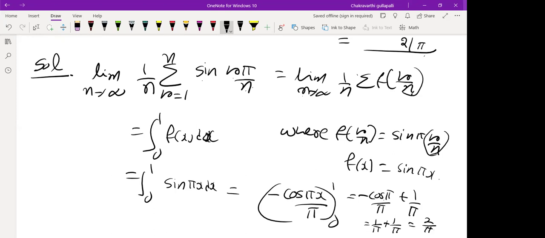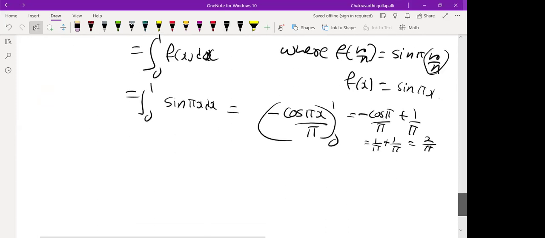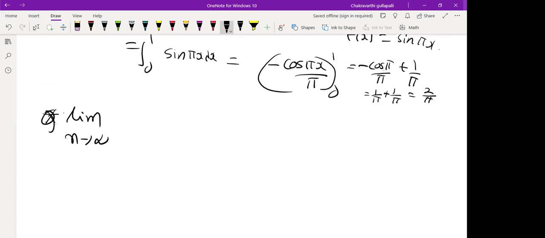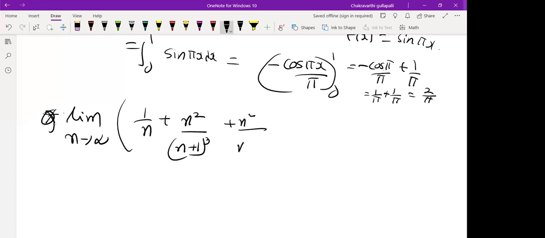So given in many papers, this is how you can work out some questions based on this. I'll work out one more, which is given in another paper. So try to practice questions like this. Limit n tending to infinity. Next question: 1 by n plus n square by n plus 1 whole cube, n square by n plus 2 whole cube, and so on, 1 by 8n is dash. You cannot even imagine that it is integration.